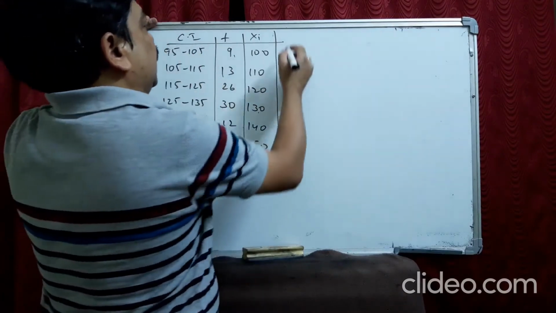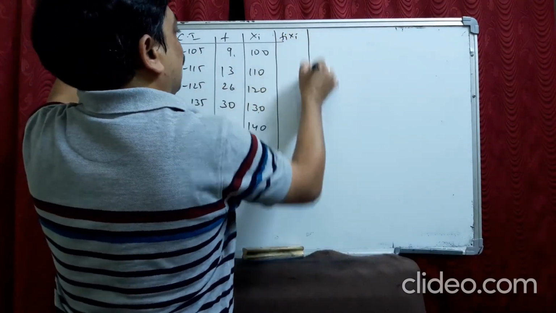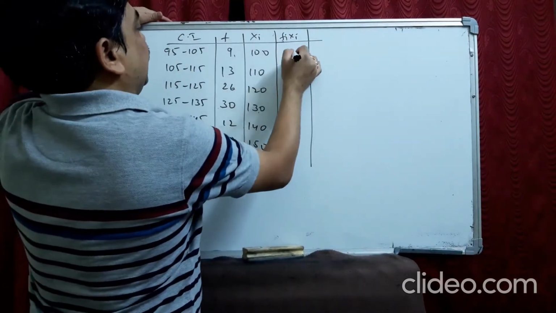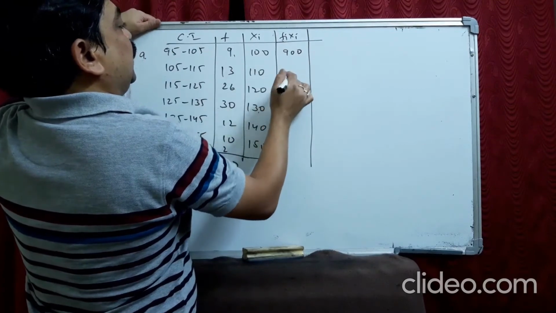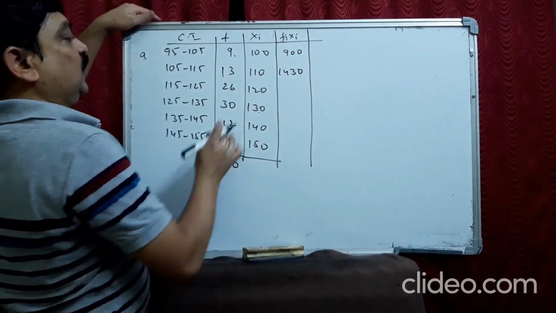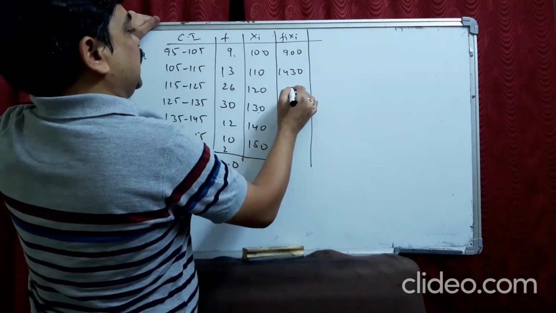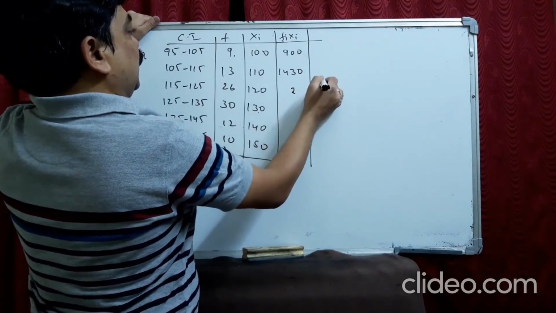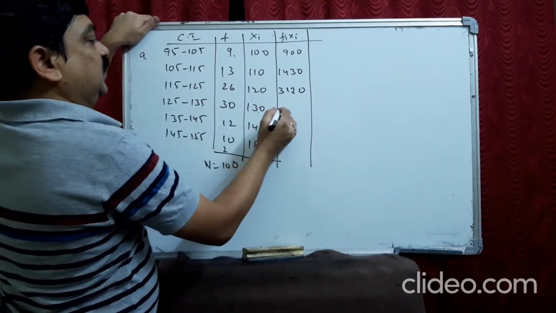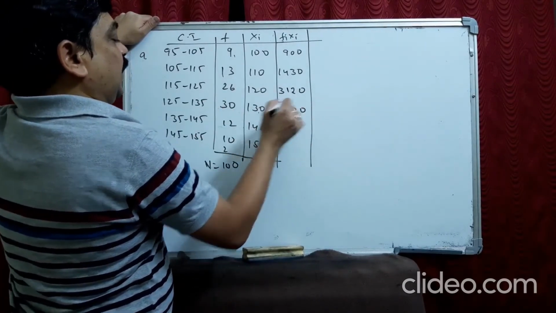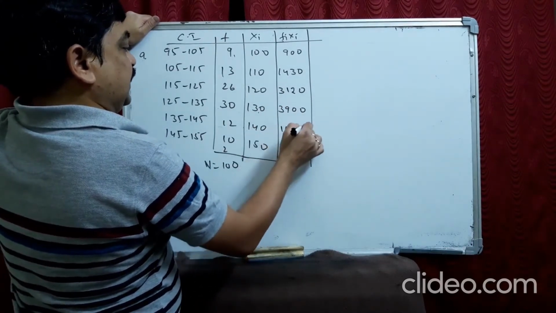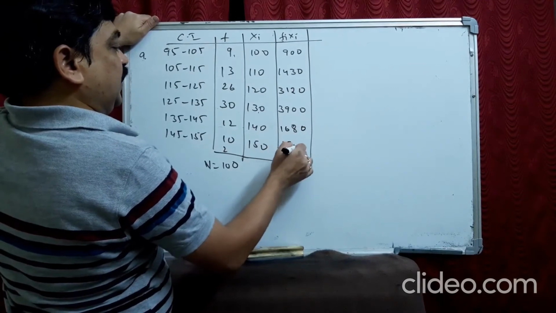So let us do fi xi also to find out the mean. It's 900. 13 into 11, 1430. 26 into 12, 12 6s are 72, 12 2s are 24, 3120. 13 into 3, 3900. 12 4s are 48, 1680. This becomes 1500.